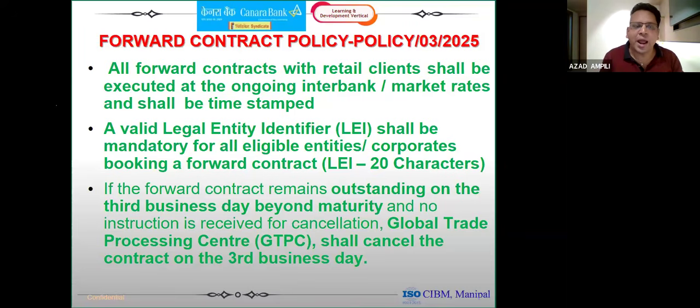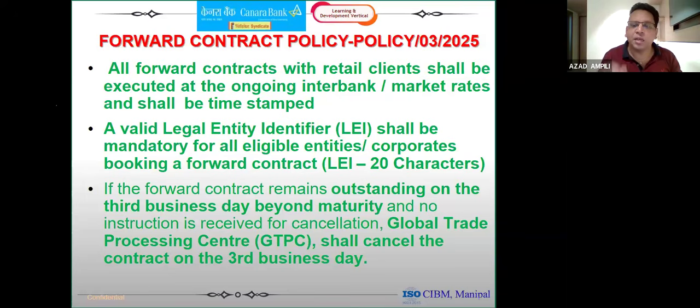So a forward contract is an agreement between buyer and seller to exchange foreign currency on a future date at a contracted rate. Means today itself, for after 1 year, Canara Bank is giving rates to its customers. This rate is called a forward contract. But on that specific day, the customer is not turning up.